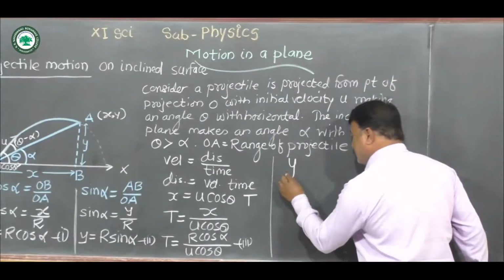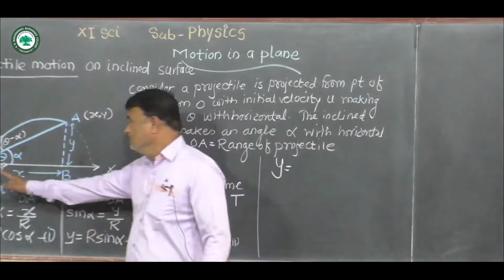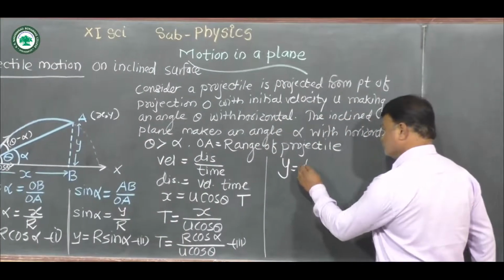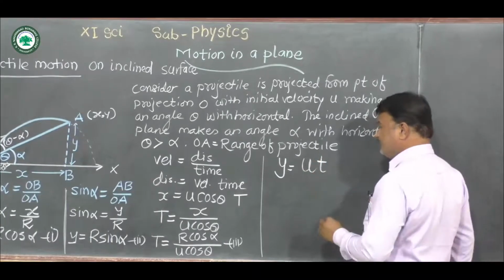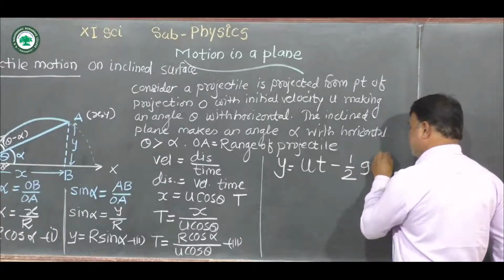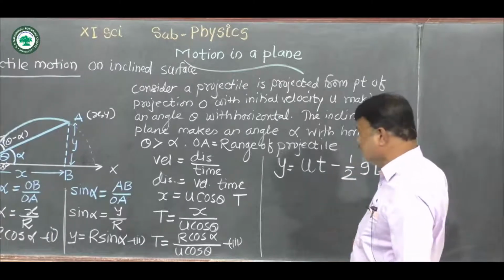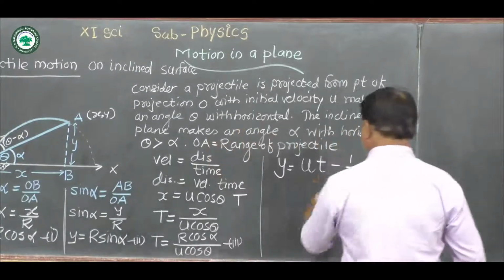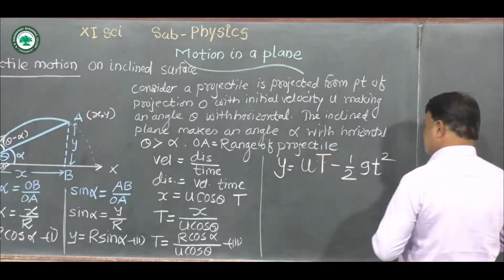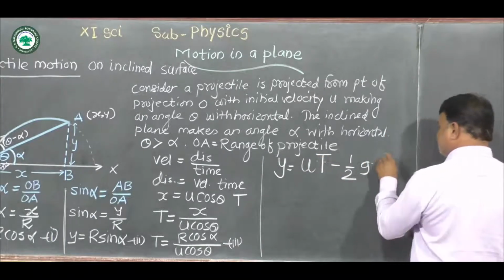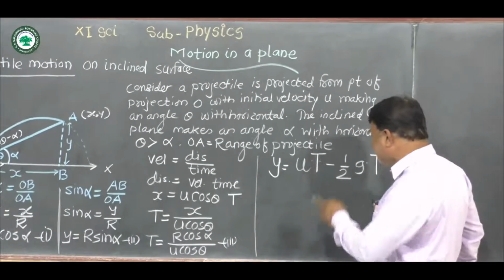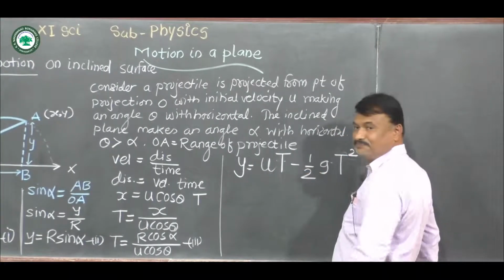So according to the second kinematical equation, displacement is along the y-axis, so we write y is equal to ut minus half gt square. But in this case, t is the time of flight, so we write capital T: y = uT minus half gT square. Acceleration along the y-axis is minus g, therefore there is a minus sign.